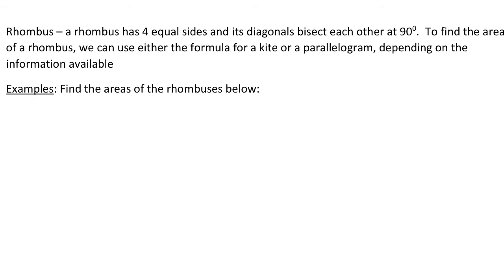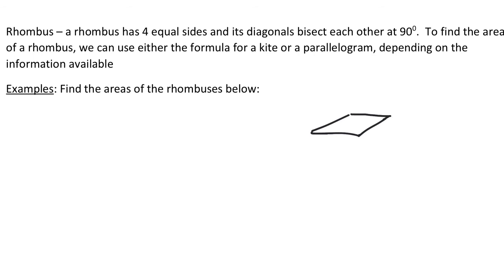A rhombus has 4 equal sides and its diagonals bisect each other at 90 degrees. To find the area of a rhombus, we use the formula for a kite or a parallelogram, depending on the information we have available. So let's draw a rhombus and see what we mean by that. So all 4 sides are equal.